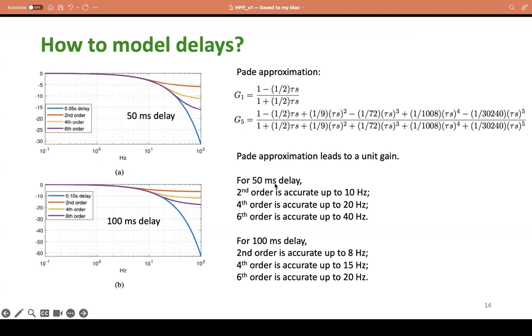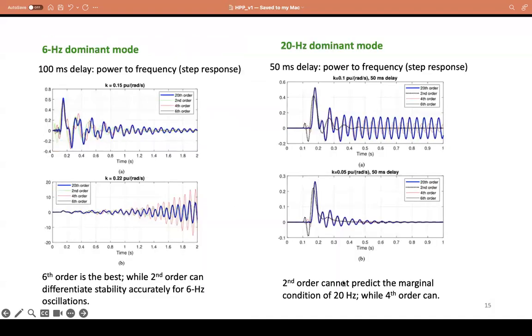A lower order is less accurate. So for a 50 millisecond delay, you can see that second order can be accurate up to 10 hertz, and for 100 millisecond, second order can be accurate up to 8 hertz. And if you go to sixth order, then it can be accurate up to 20 hertz. And here the sixth order can be good up to 40 hertz, right? Something like this. So it all depends on the delay number. What is your exact delay? Then the order determines the frequency region that you can capture.